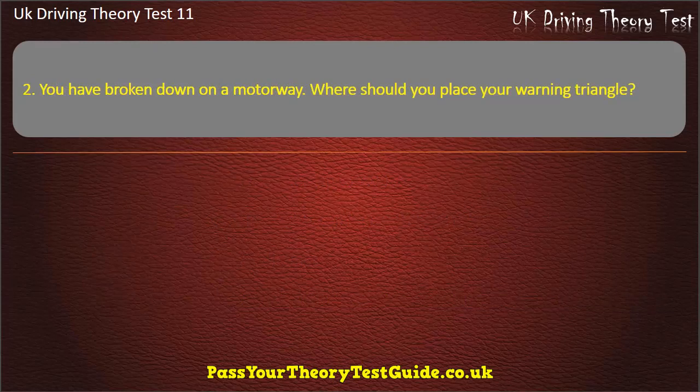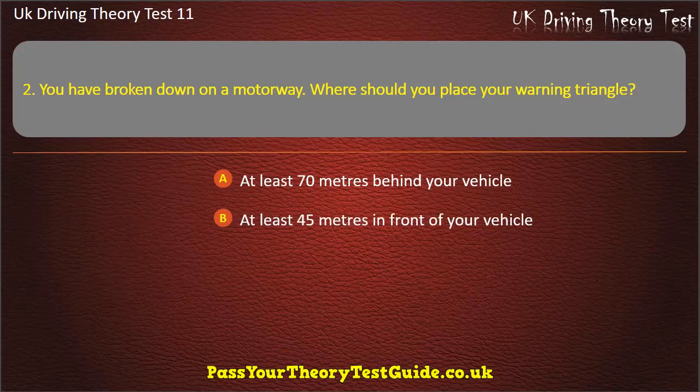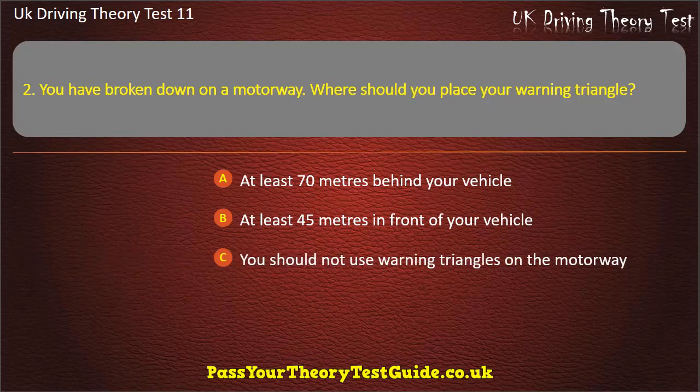Question 2. You have broken down on a motorway. Where should you place your warning triangle? At least 70 meters behind your vehicle. At least 45 meters in front of your vehicle. You should not use warning triangles on the motorway. At least 45 meters behind your vehicle. Answer. You should not use warning triangles on the motorway.